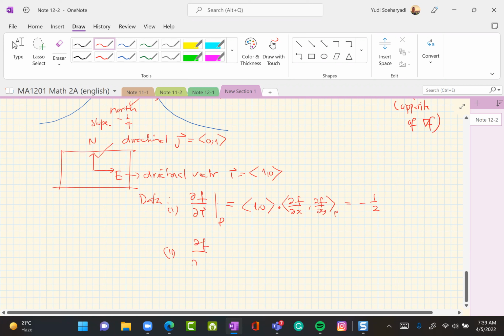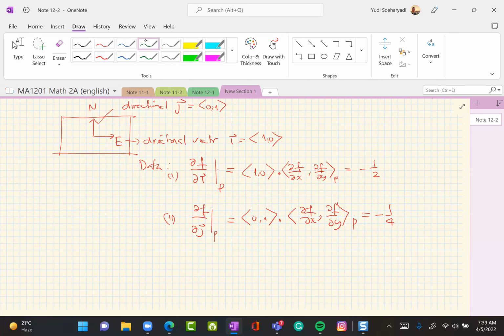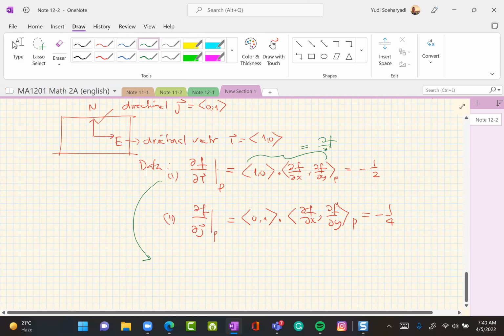The second, we are also given the data that the directional derivative in the direction of j at this point is j dot the gradient (df/dx, df/dy) at the point P, which is -1/4. From the first, that dot product is actually the df/dx, which turns out to be negative 1/2. And if you multiply, that's 0 times this and 1 times this one, which turns out to be the df/dy at the point P, negative 1/4.